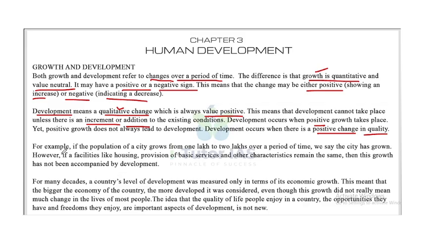For example, if the population of a city grows from 1 lakh to 2 lakh over a period of time, we say the city has grown. However, if facilities like housing, provision of basic services and other characteristics remain the same, then this growth has not been accompanied by development. So development has not happened there, only growth has happened.